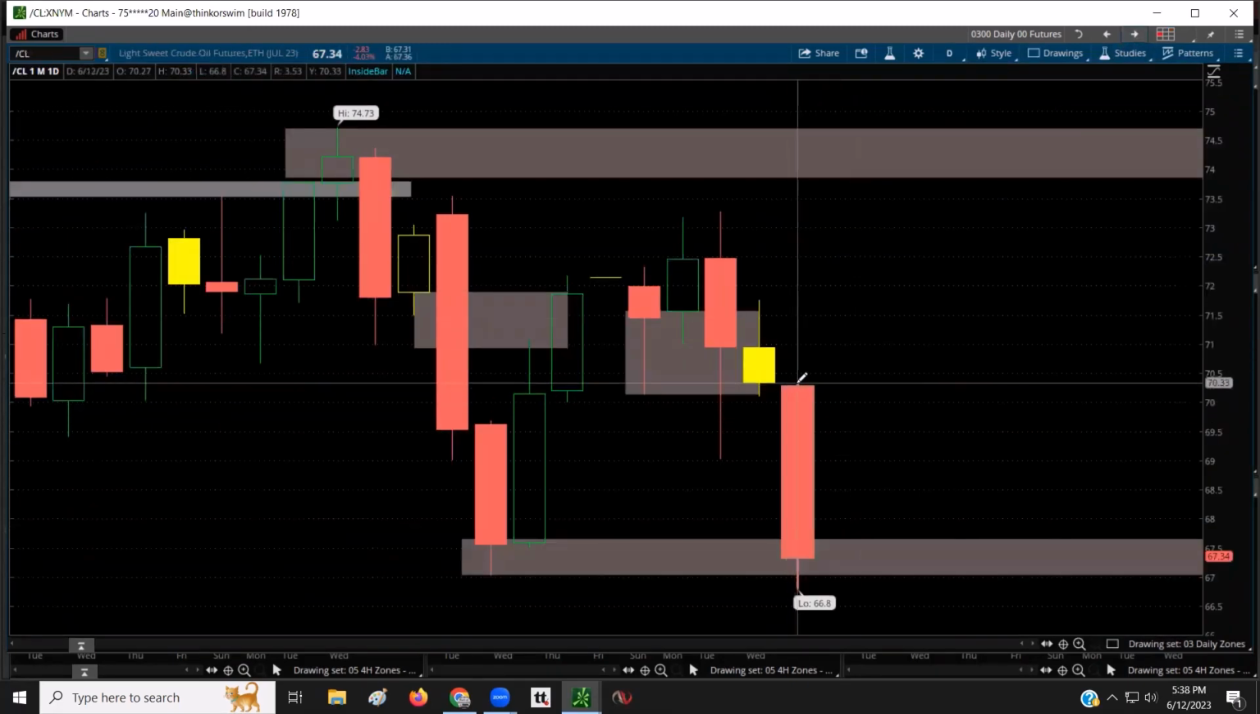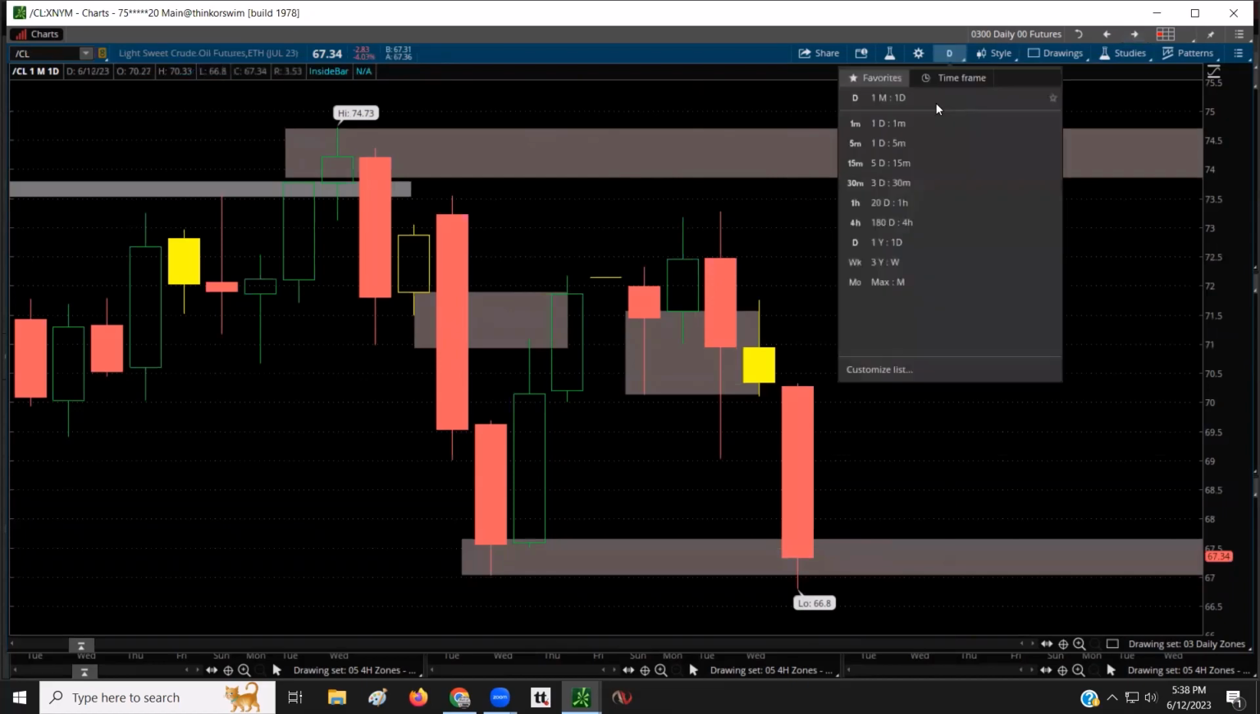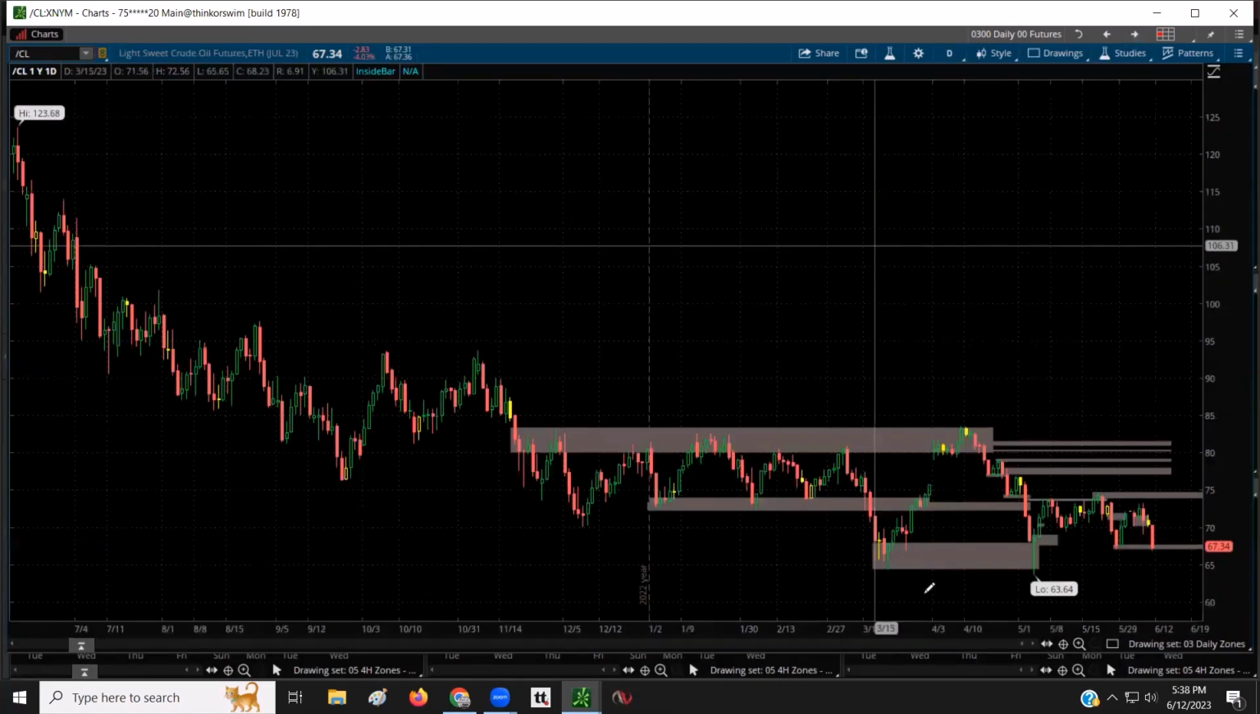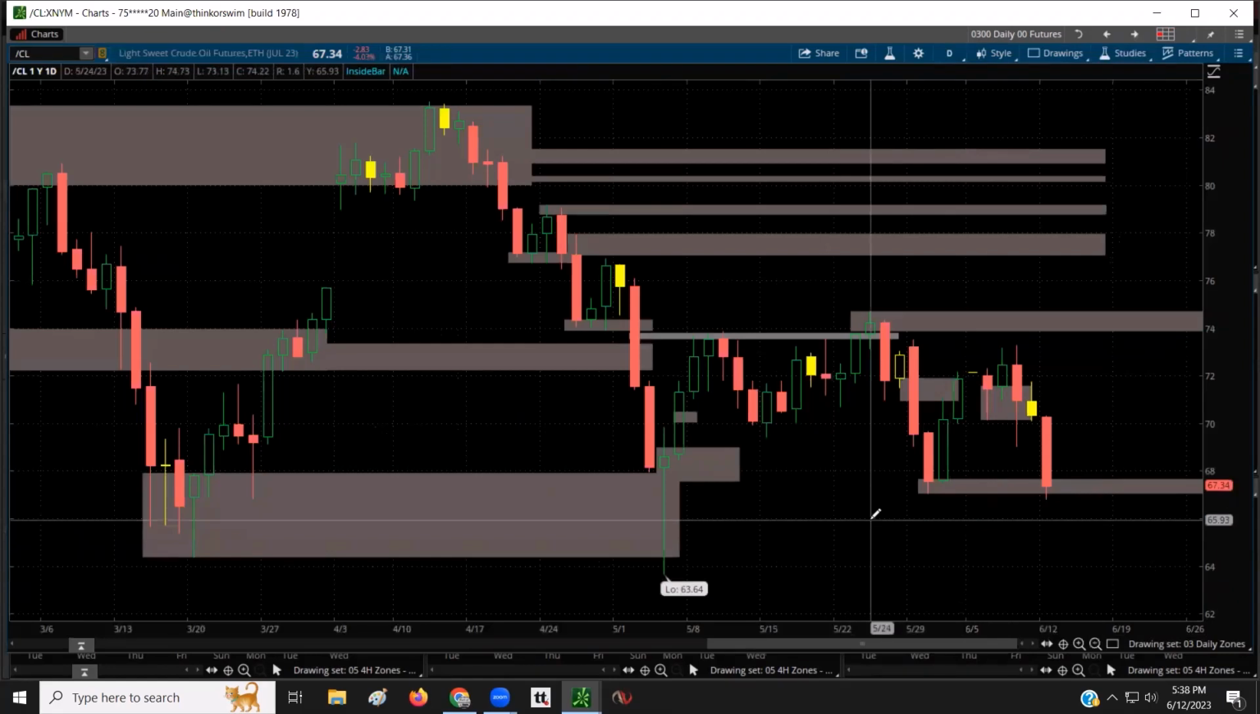Crude oil closed red, made a lower low, lower high, tested and broke below this key demand zone and closed back inside of it. Buyers stepped up. Yep, buyers stepped up. Hopefully you got in the trade. I've been sharing this as a trade idea so many times, looking for the pullbacks.